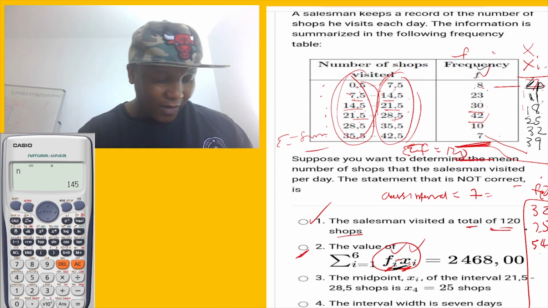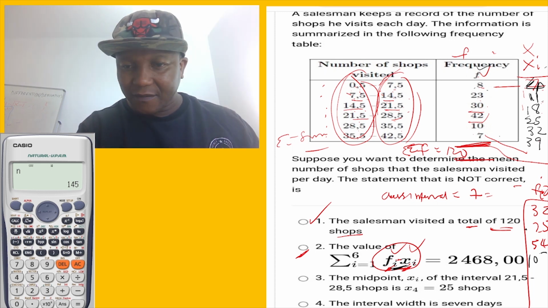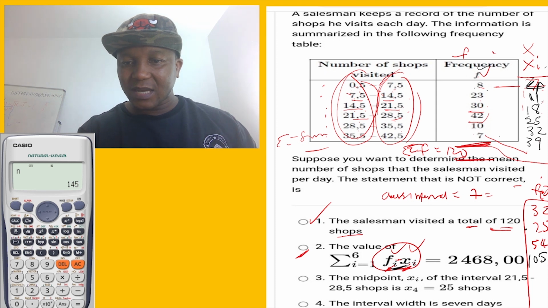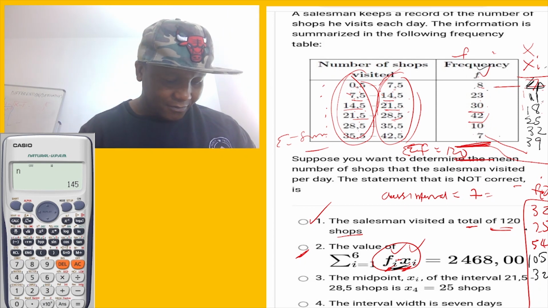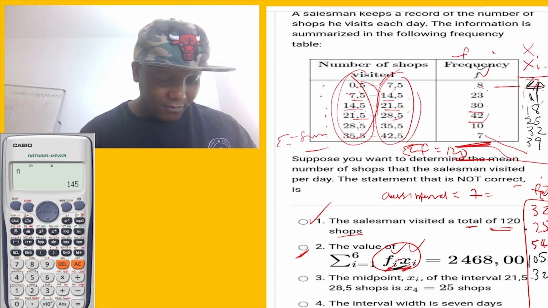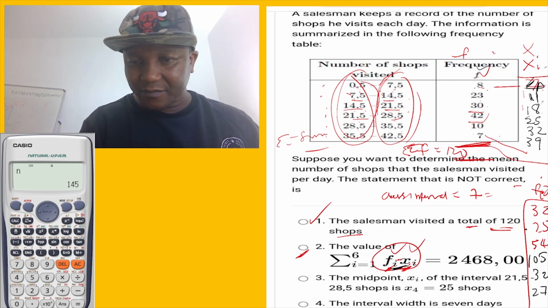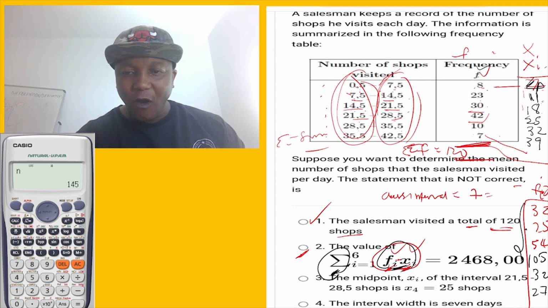Okay, 42 times 25, 1050. Now we go for the next one. 10 times 32, 320. And 7 times 39, 273. So all the one here, if you can look, the one sum, this meaning sum of all of this.